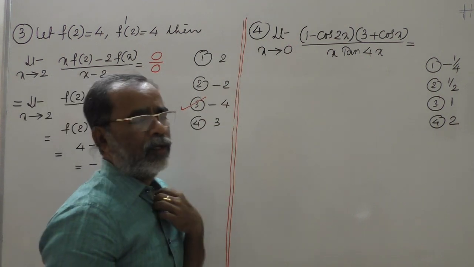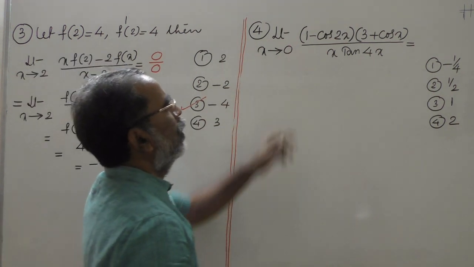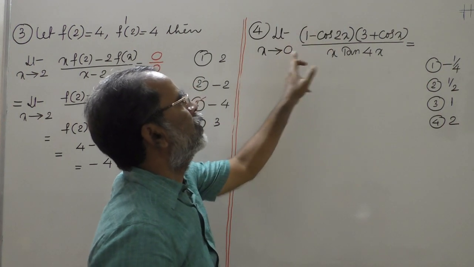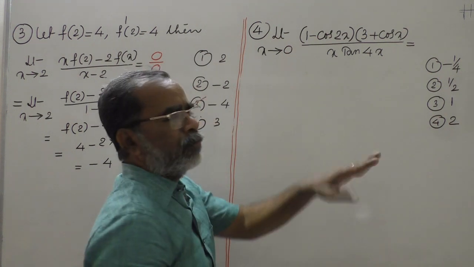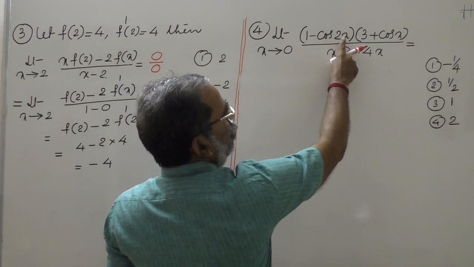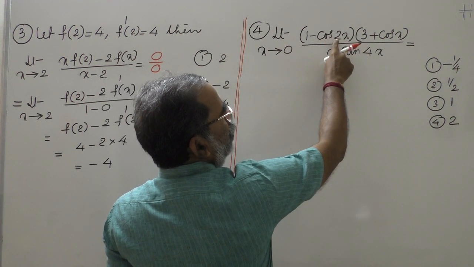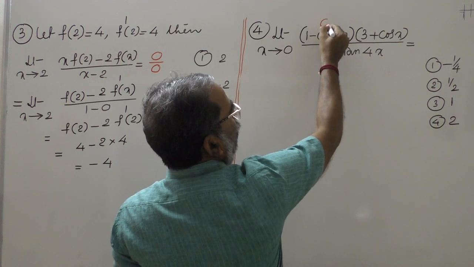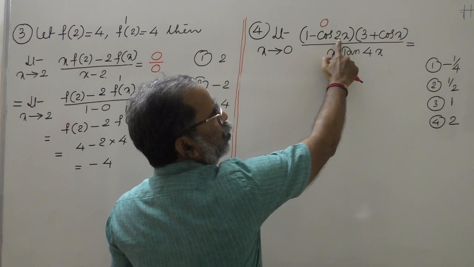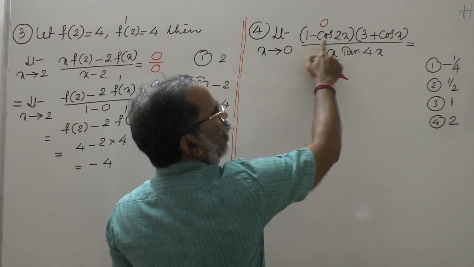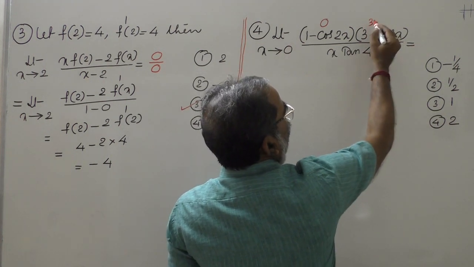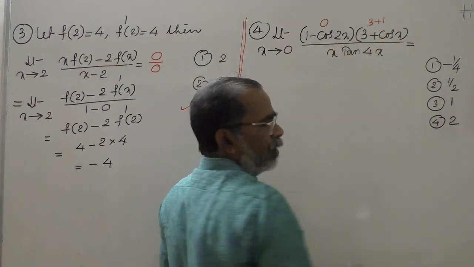Next question, question number 4. Limit x tends to 0 of this function. Find the limit of this as x is tending to 0. We will substitute the limit and see. If I write 0 here, cos 2 into 0 is cos 0, which is 1. So this factor, 1 minus cos 2x, becomes 0. And what about this? This is 3, cos 0 is 1, so 3 plus 1 is coming.